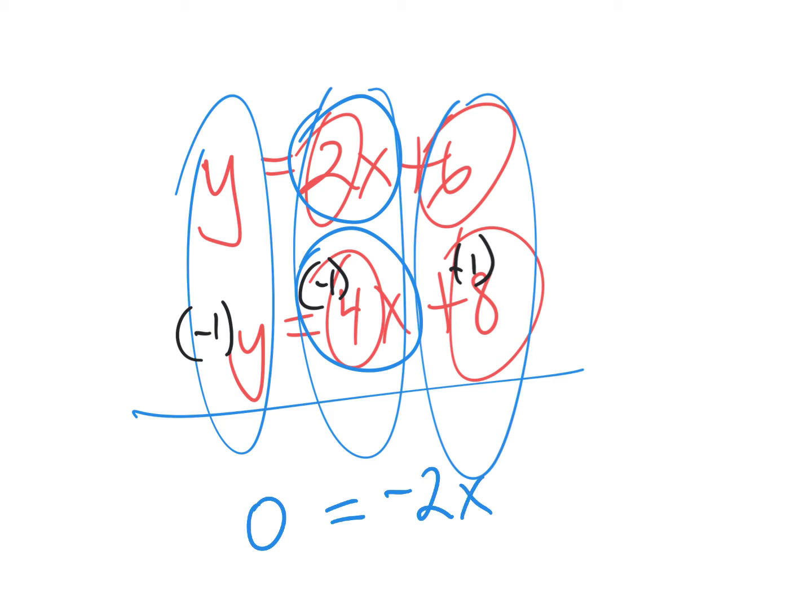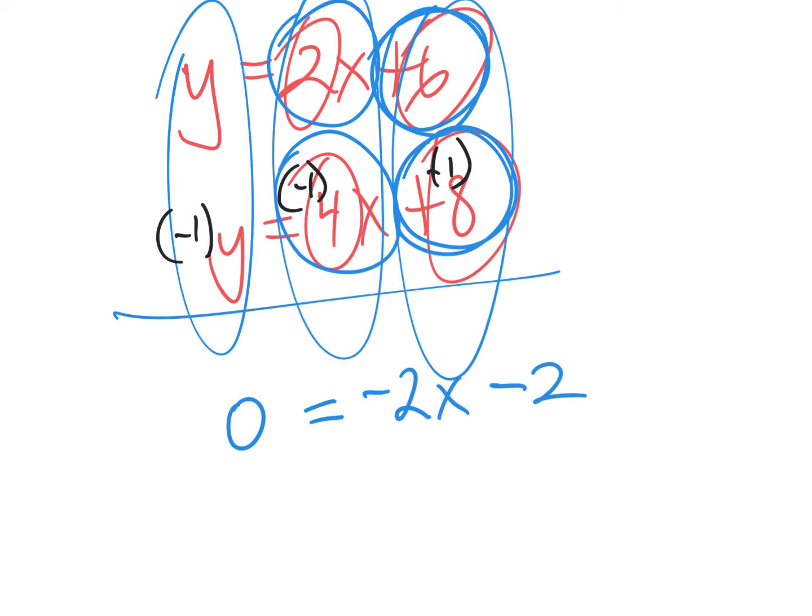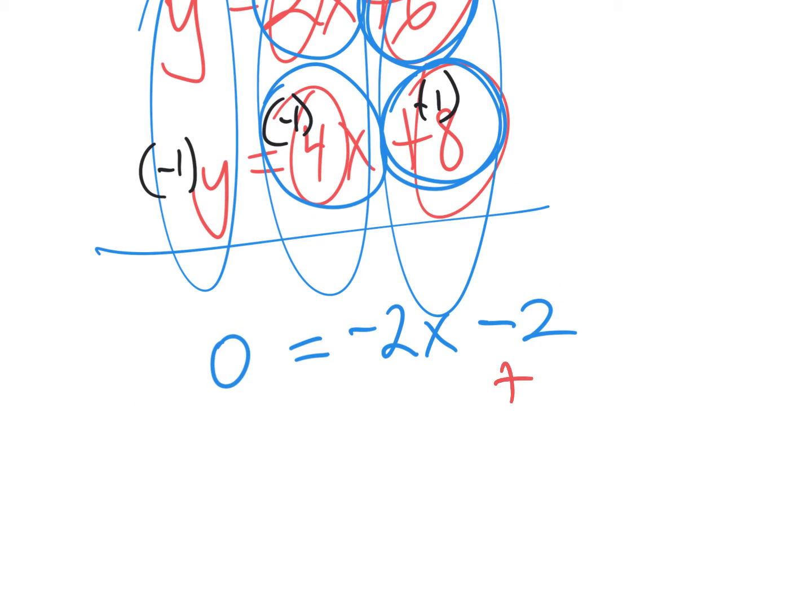But 0 and then what's negative 4x and positive 2x? Negative 2x. What's 6 and negative 8? What is it? That's negative 8 and 6. What's that make? -2. And then I'm going to add 2 to both sides. Finish it up. We're almost there. That was called elimination because we eliminated the y's.